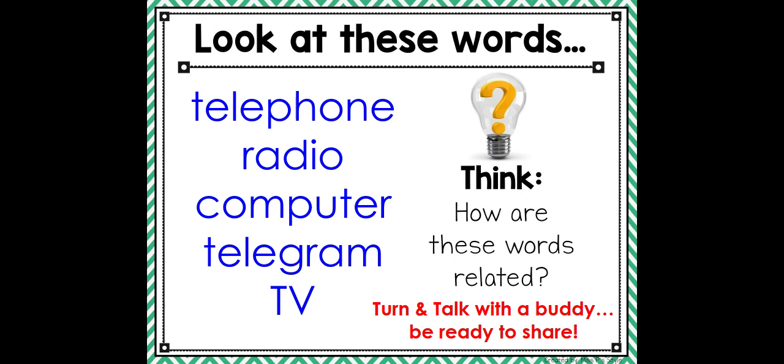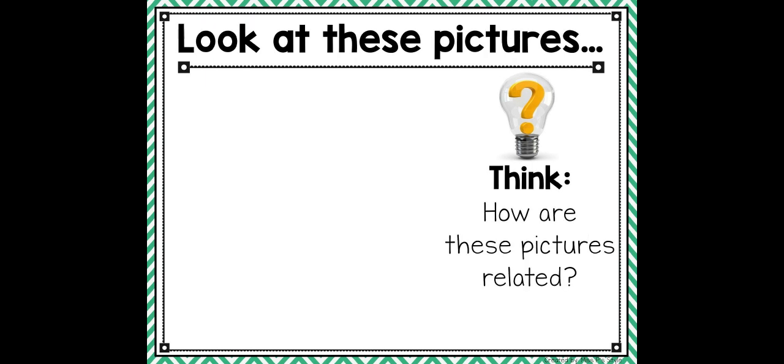So the relationship of these words is that they're different forms of communication or ways to communicate, past and present. So old ways of communicating and new ways, current ways of communicating. So if that's what you were thinking, you were correct. If not, it's okay. We still have lots of practice ahead of us.